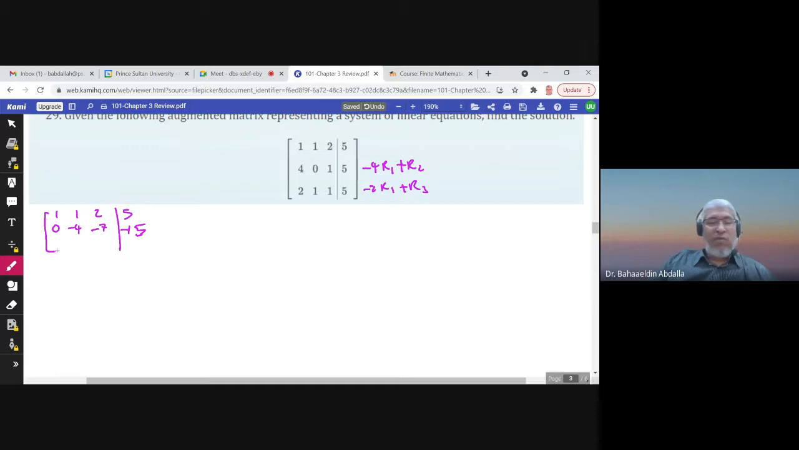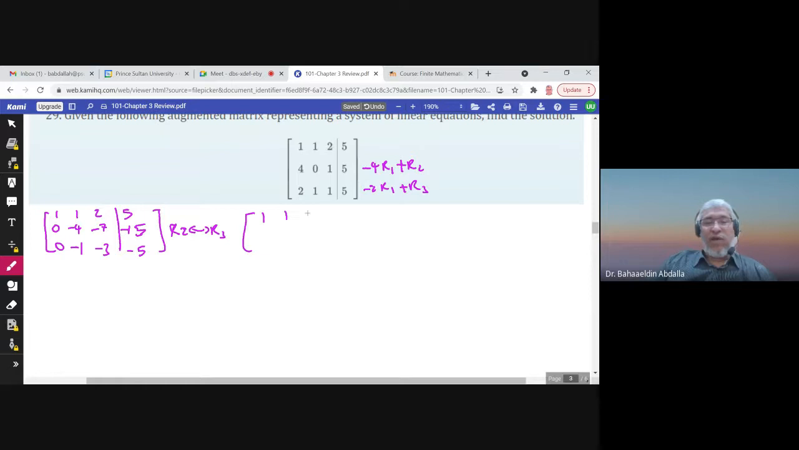Third row, negative 2 plus 2 is 0. Negative 2 plus 1 is negative 1. Negative 4 plus 1 is negative 3. Negative 10 plus 5 is negative 5. Now I need to make the negative 4 into 1, but I have negative 1 below. So I will interchange row 2 and row 3.